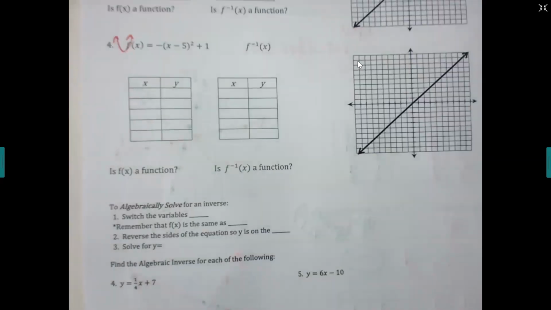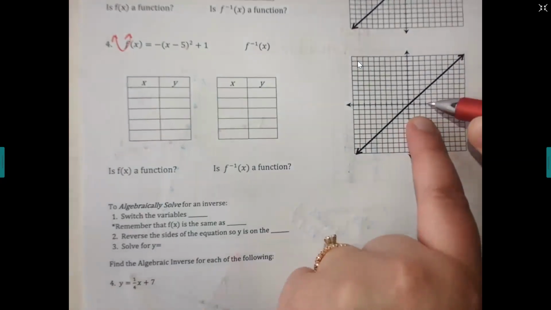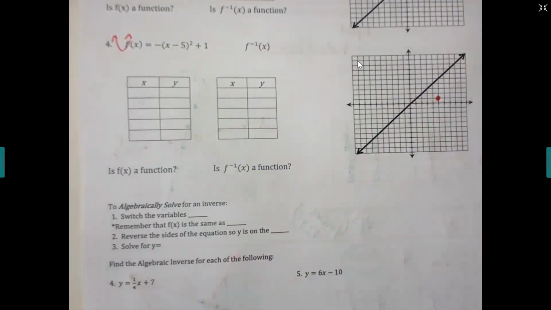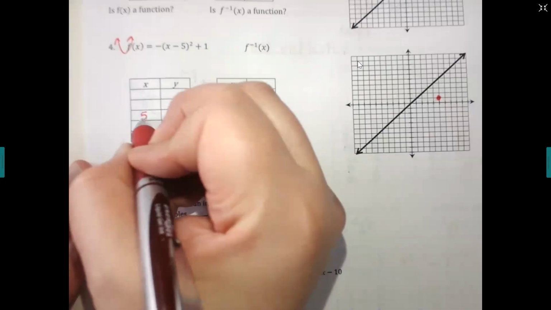Okay, now the negative in the front is going to make my U flip down, but we should know that if it's got a squared on it, that means it's going to be a U shape. How is it going to be shifted? To the right 5 and then up 1. So 1, 2, 3, 4, 5, up 1. And then because I don't want to count that out later, I'm going to go ahead and just put 5, 1 in my chart.